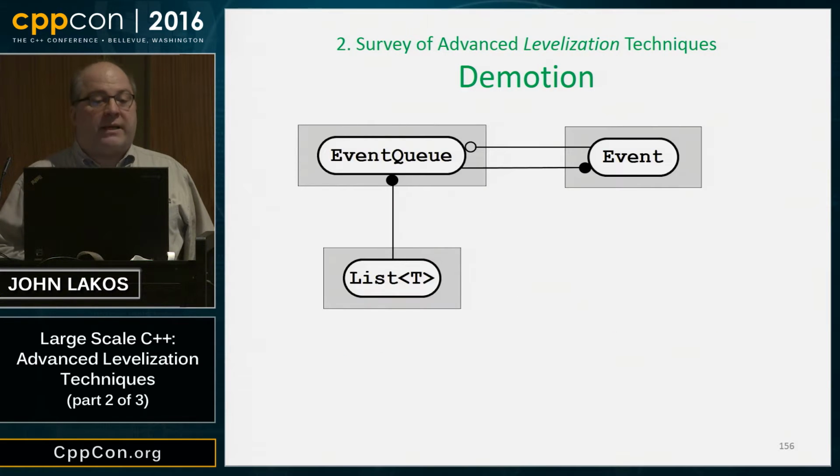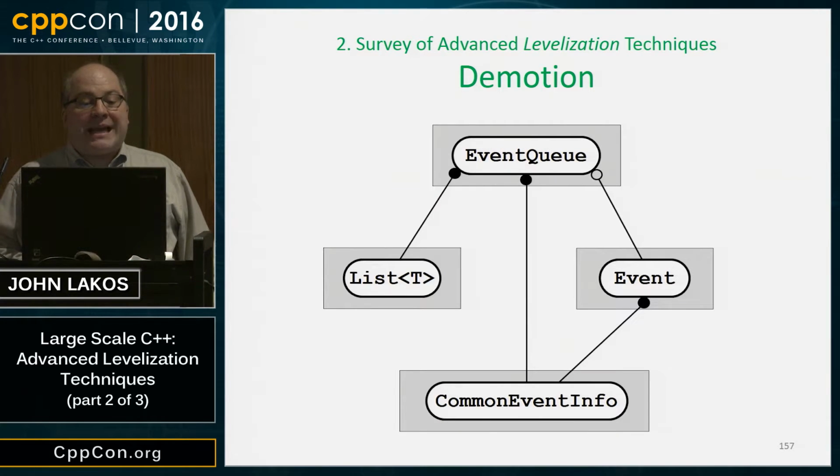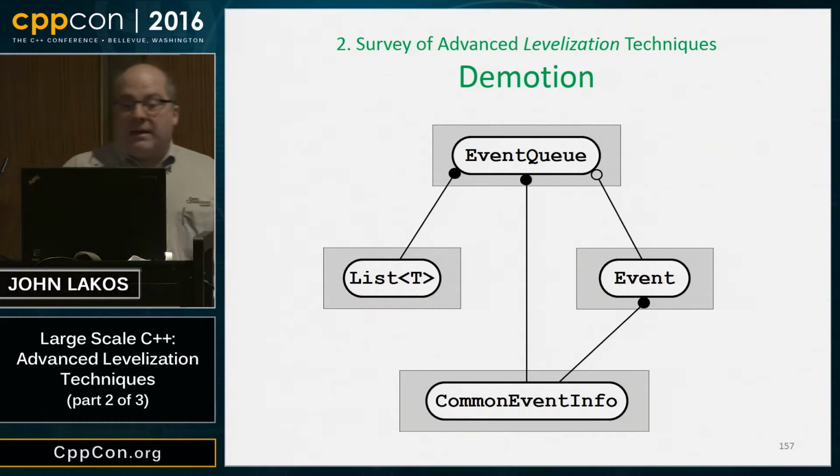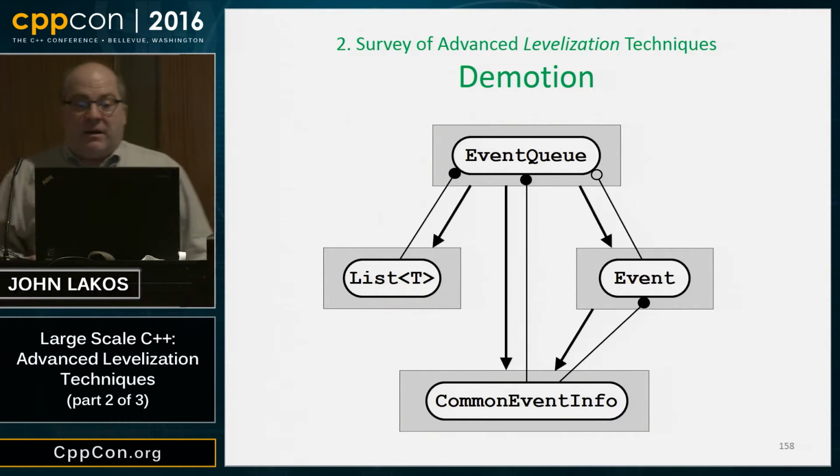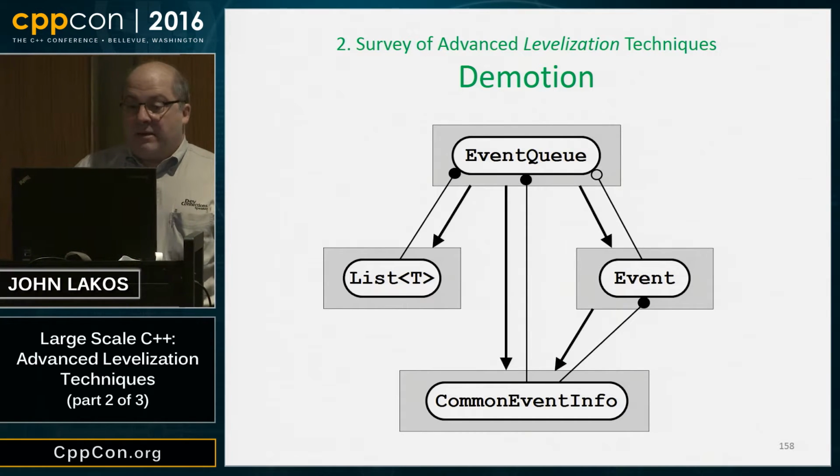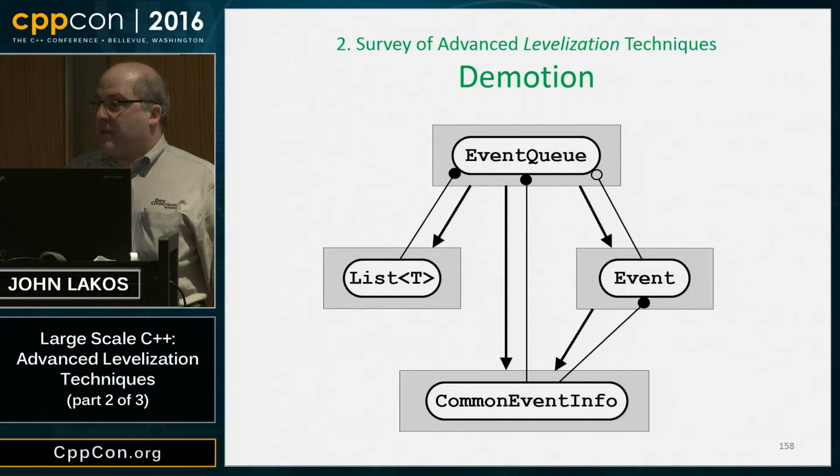So the trick here, I say trick, the technique is to create a new entity called common event info, which is much like taking the guts out of a container and putting it below the container, where event would have the role of iterator and event queue would have the role of the container. So this is just like that. And now we have this kind of dependency. The event doesn't depend on the event queue at all. It depends on the event info.